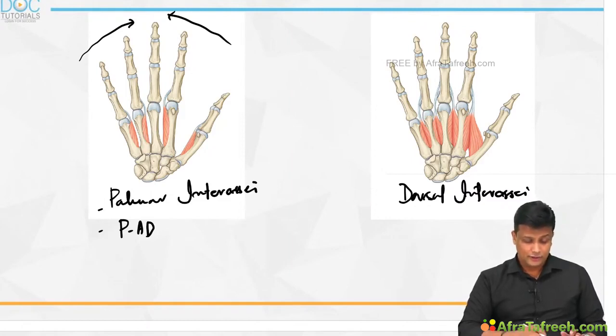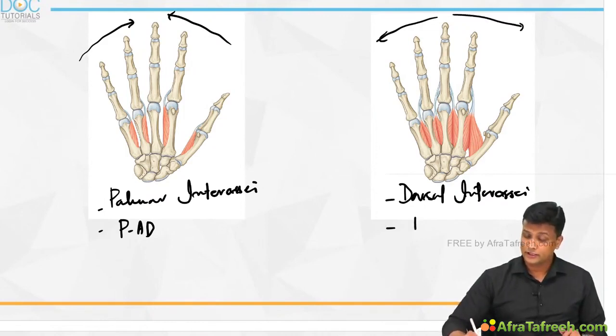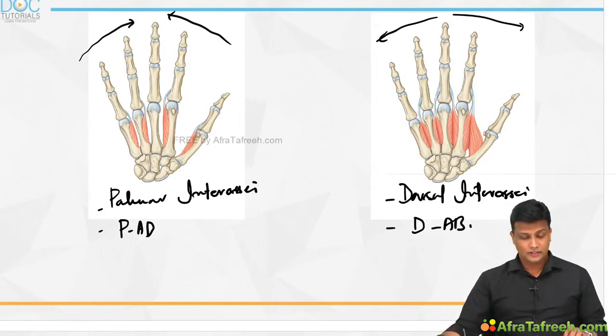And then dorsal interossei is the one which will be actually helping in taking the fingers away, and the mnemonic that is used for that one will be DAB. Okay, dorsal interossei, the mnemonic that is used will be DAB there, guys.